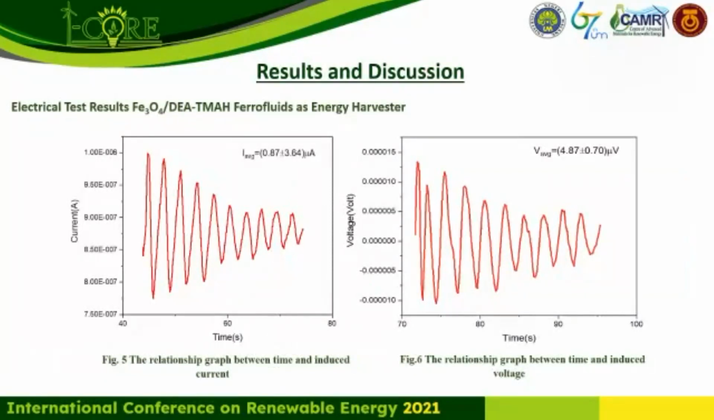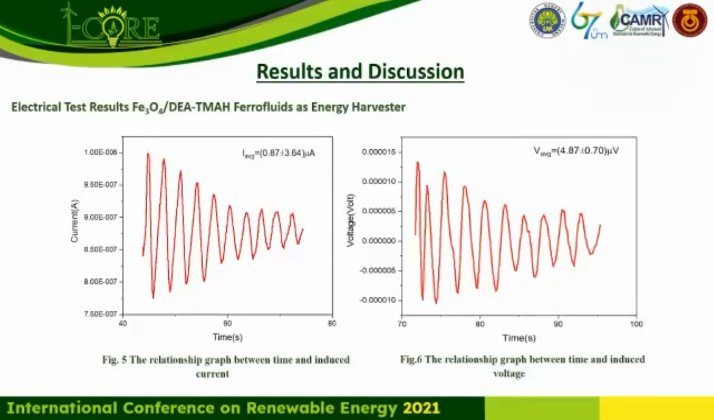This test was conducted to determine the two main electrical parameters, namely induced current and induced voltage with respect to time. The graphs that connect the two sequentially are shown in figures 5 and 6. It is calculated that the average output induced current is 0.87 microampere, while the average output induced voltage is 4.87 microvolt.